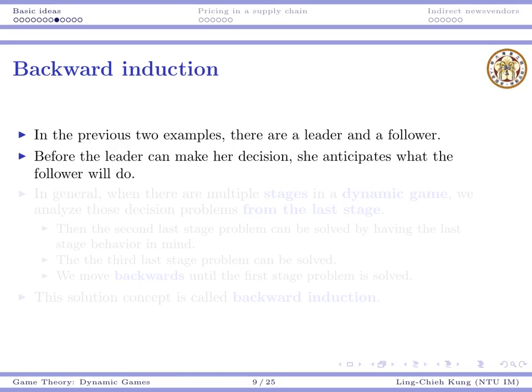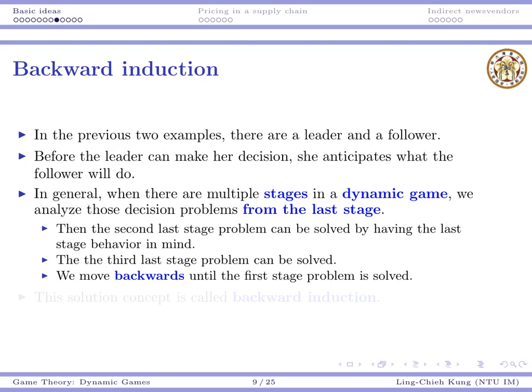Okay, so let's continue. In the previous two examples, we can see that there is a leader and a follower. The leader moves first, and then the follower moves after the leader. So, before the leader makes her decision, of course, if you are the leader, you're going to anticipate what the follower will do, right? And you will pretend yourself as a follower to think about in each situation what you will do. So in general, this is how we solve a game.